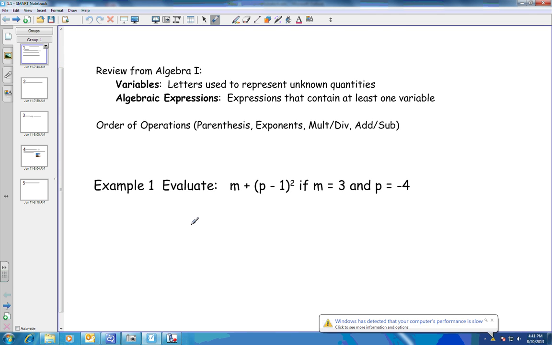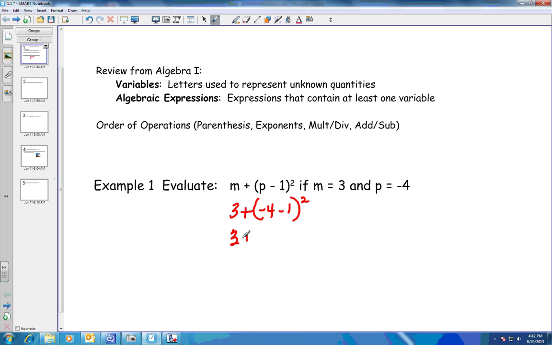You need to make sure you have example 1 written down and write this down as we go. So it says evaluate, here's my expression, and then it says m equals 3 and p equals negative 4. So the first thing I'm going to do is plug 3 in for my m, and then p is negative 4, so I have negative 4 minus 1, and it's quantity squared. So if I follow the order of operations, that means I have to do parentheses first. So I'm going to have 3 plus negative 4 minus 1, that's negative 5, quantity squared.